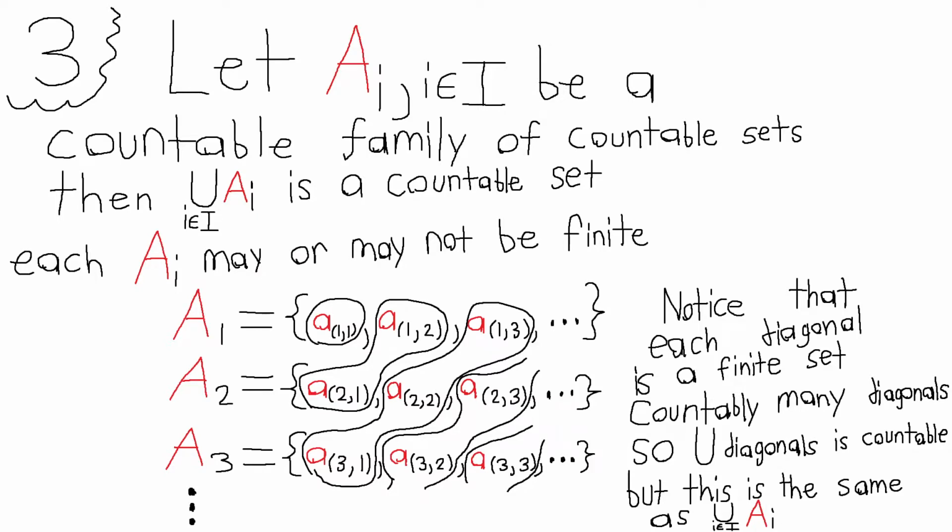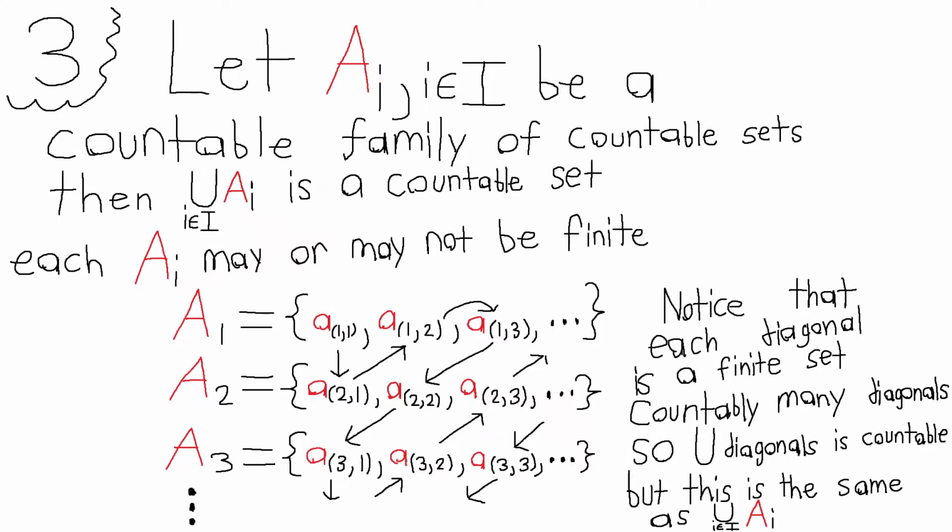This means that we can view the overall union as the union of the diagonals, or in other words, as the union of finite sets. There are countably many diagonals, and we know that the countable union of finite sets is countable. Thus, we conclude that the overall union is countable. The actual process by which we count this set looks like this, where we basically zigzag through the whole union, counting each element in each diagonal.